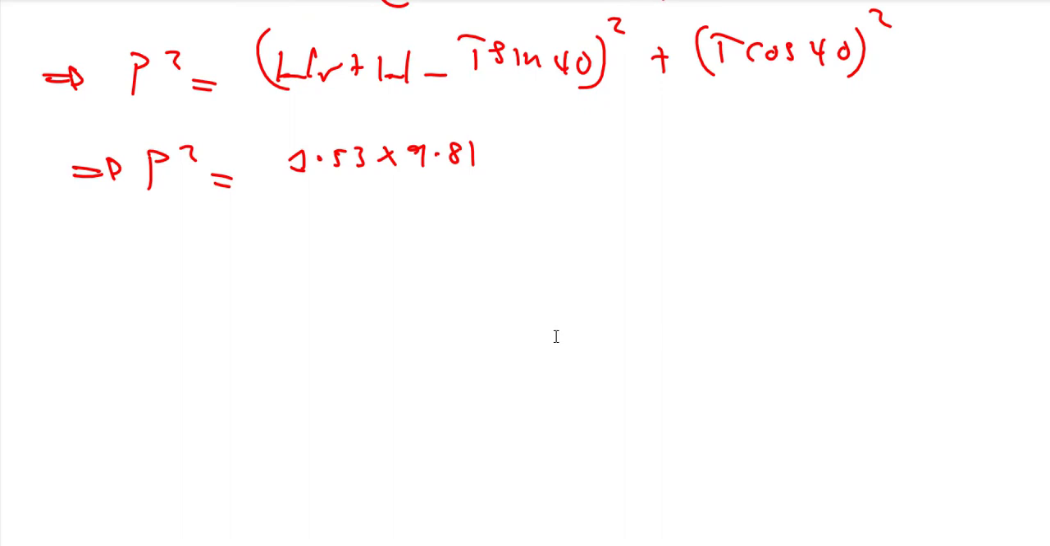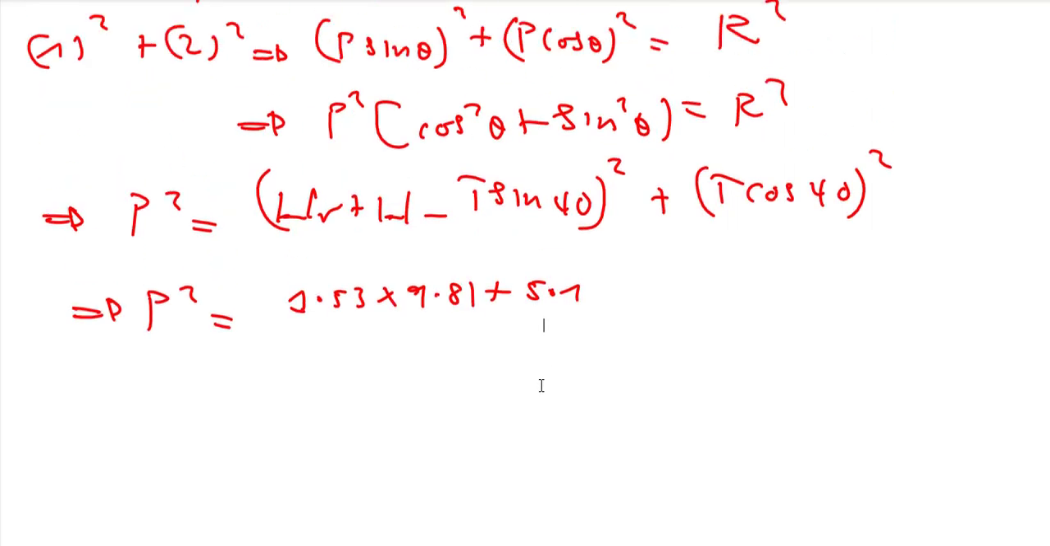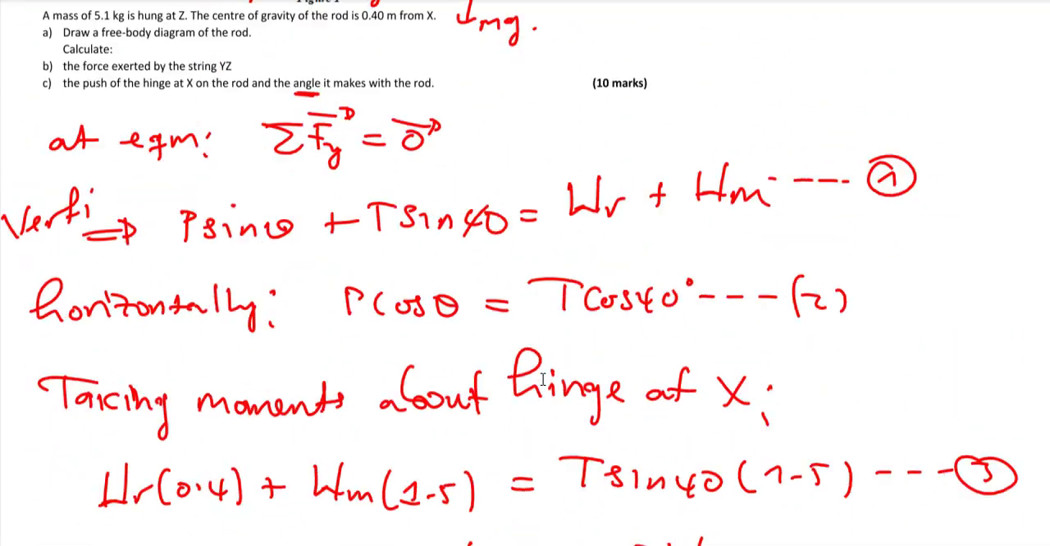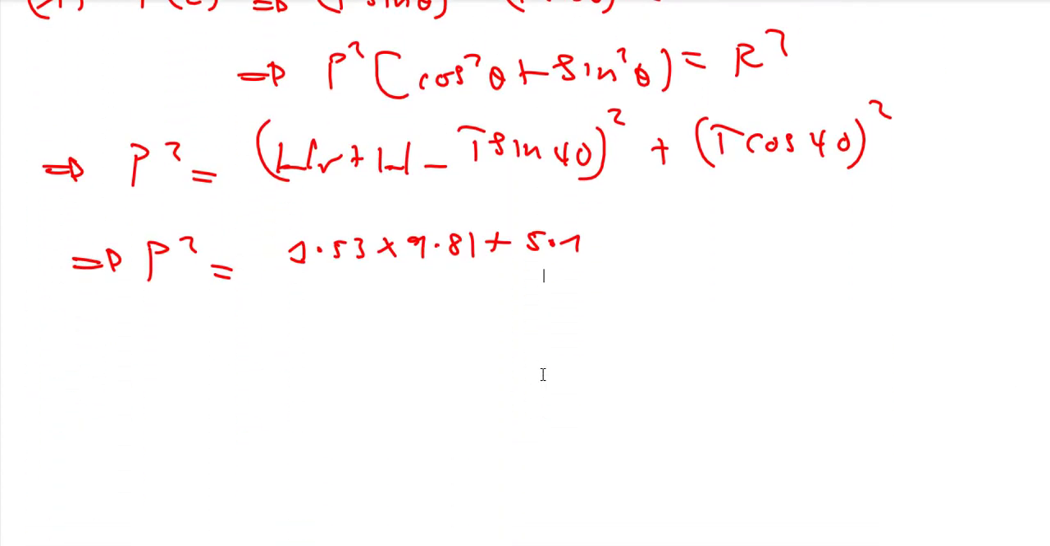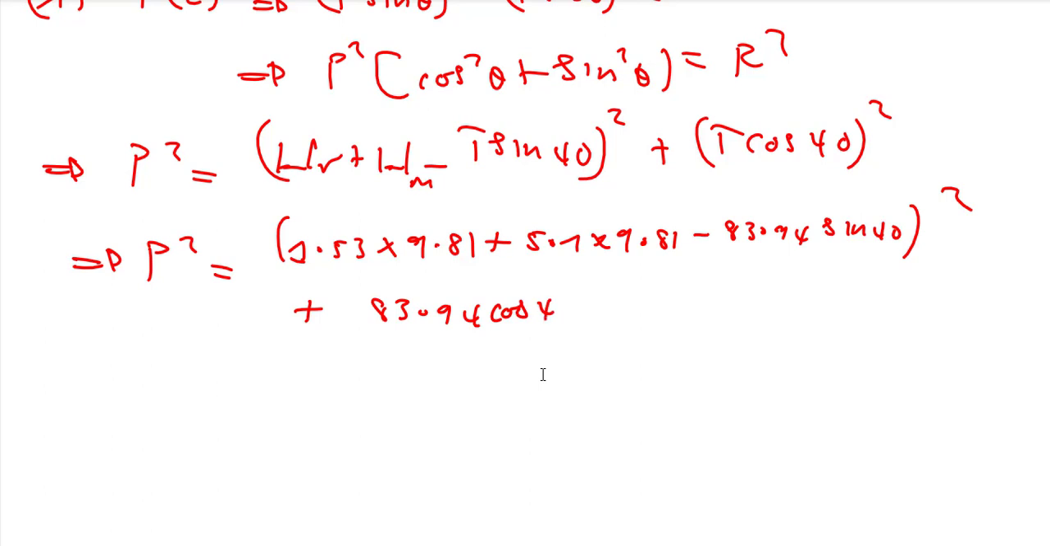So that will be times 9.81 plus 5.1, the mass, times 9.81, minus 83.94 sine 40, all of this squared, plus 83.94 cos 40, all of this squared.